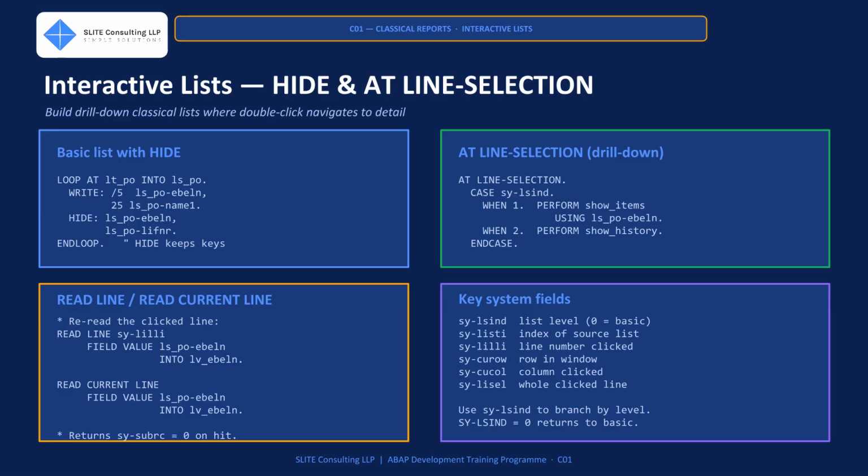The system field SY-LSIND tracks the current list level. 0 for the basic list, 1 for the first detail level, 2 for a sub-detail. You can have up to 9 levels. The BACK statement returns the user to the previous level. Always check that the retrieved hide value is not initial. The user might have clicked a header line that has no hide value.